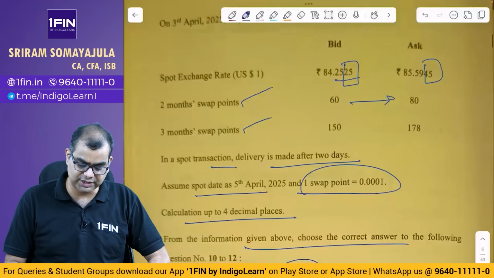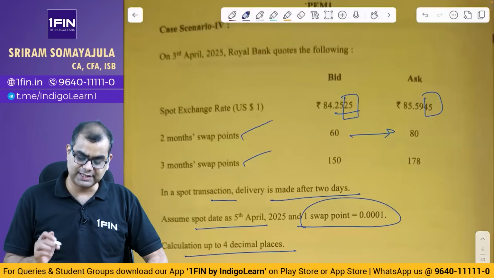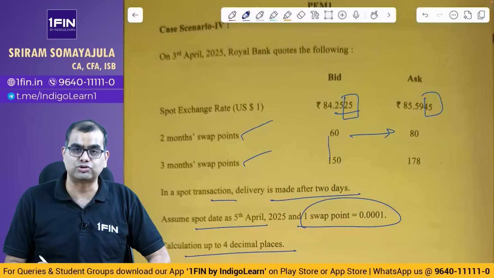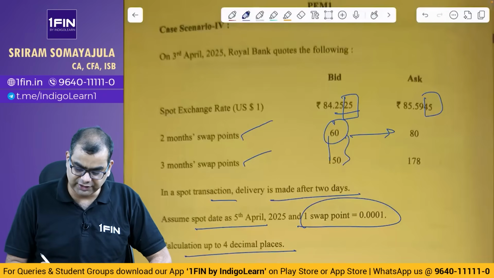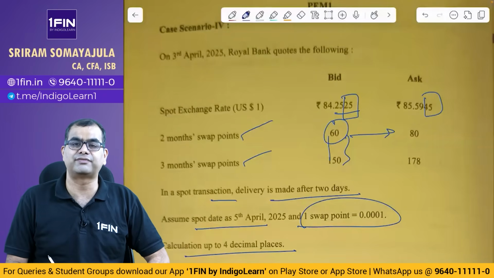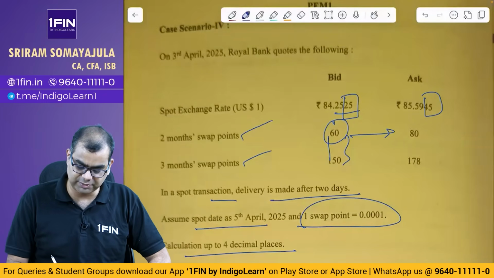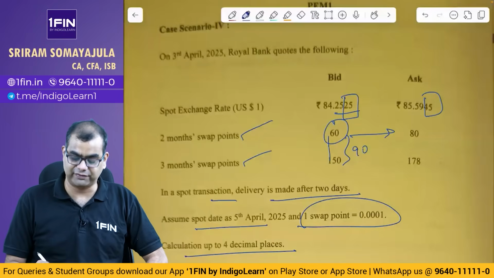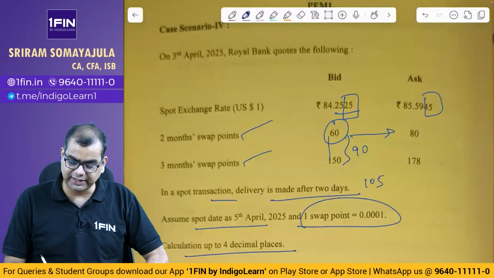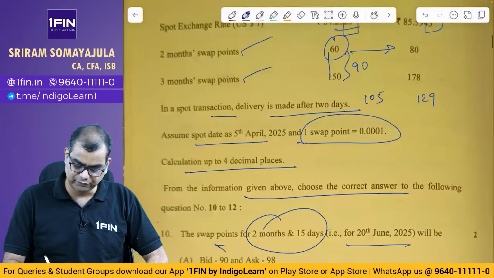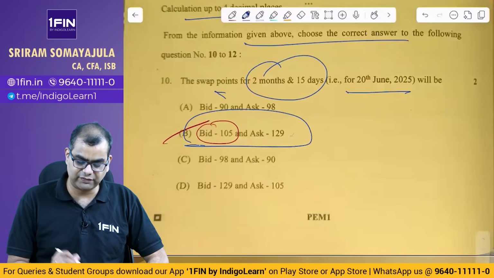So when you're saying 2 months and 15 days, you are basically saying that anywhere in between these two. So when it is between these two, you take 60 plus half of the difference. So 60 plus (150 minus 60) by 2. The difference between these two is 90, right? So 60 plus 45, you get 105. And same way 80 plus, you have here 49. So you get 129. So bid is 105, ask is 129.